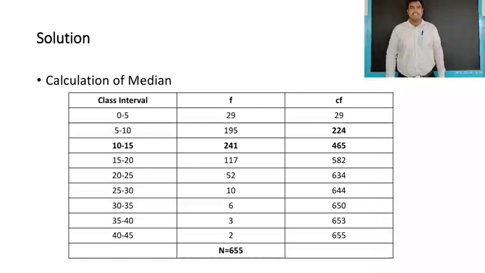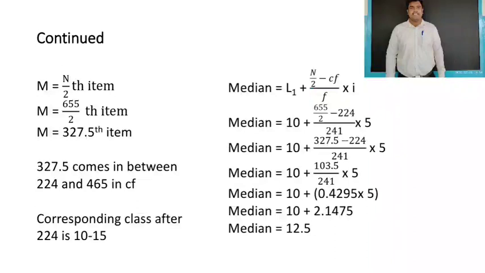Now, continuing with the calculation of median, what you are supposed to do is you need to have a column called cumulative frequency. So here in case of less than information, whatever is given in the question itself is the cumulative frequency. Then I'll apply the median calculation formula, n by 2th item. I get 327.5th item. 327.5 comes in between 224 and 465 in the class interval. So when I go for the corresponding class, I get 10 to 15.